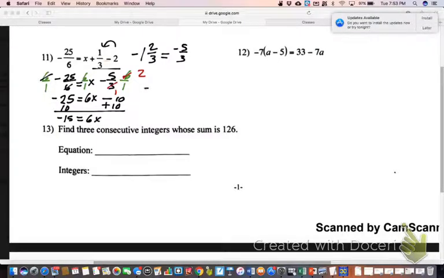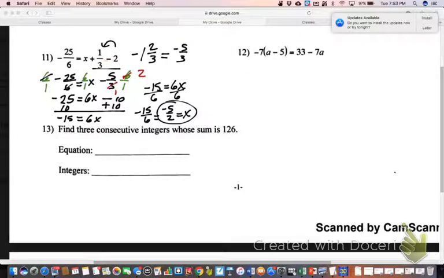I'm going to scoot this out over to the side since I kind of ran out of room here a little bit. I'm going to divide both sides by 6. So that leaves me with negative 15/6. And since both of those are divisible by 3, that leaves me with negative 5/2, which is my final answer.